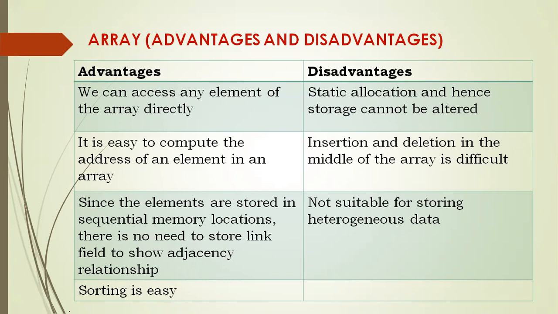So 5 you cannot alter in the middle. And insertion of an element in the middle and deletion of an element from the middle takes more time. It's a very difficult process. And an array is not suitable for storing heterogeneous data items. All the elements in an array must be the same type. All of them must be only integer, or all of them must be only float, or all of them must be char only. You cannot have a mixture of elements in case of an array. So these are the three main drawbacks of an array.